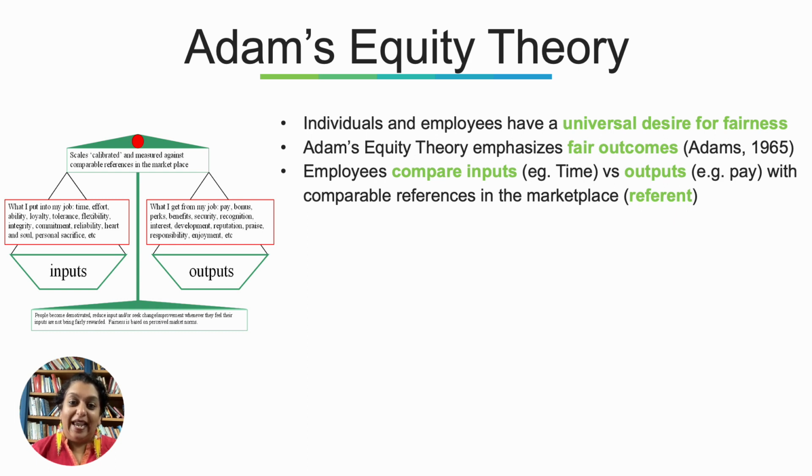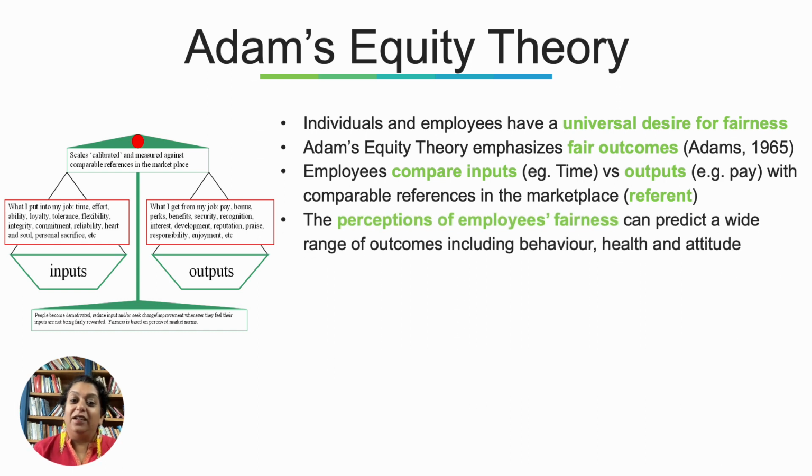We refer to this as inputs: what is it that I put into my job? It is the time, effort, loyalty, tolerance, and all that heart and soul that I'm putting into my team or my organization. Is this fair to me as a person for what I'm getting out? To me, I may be looking at pay or benefits or perks, or maybe something like reputation or praise or enjoyment that means a lot to me. So is what I'm getting out worth the value of what I'm putting in, and is that fair to me as a person?